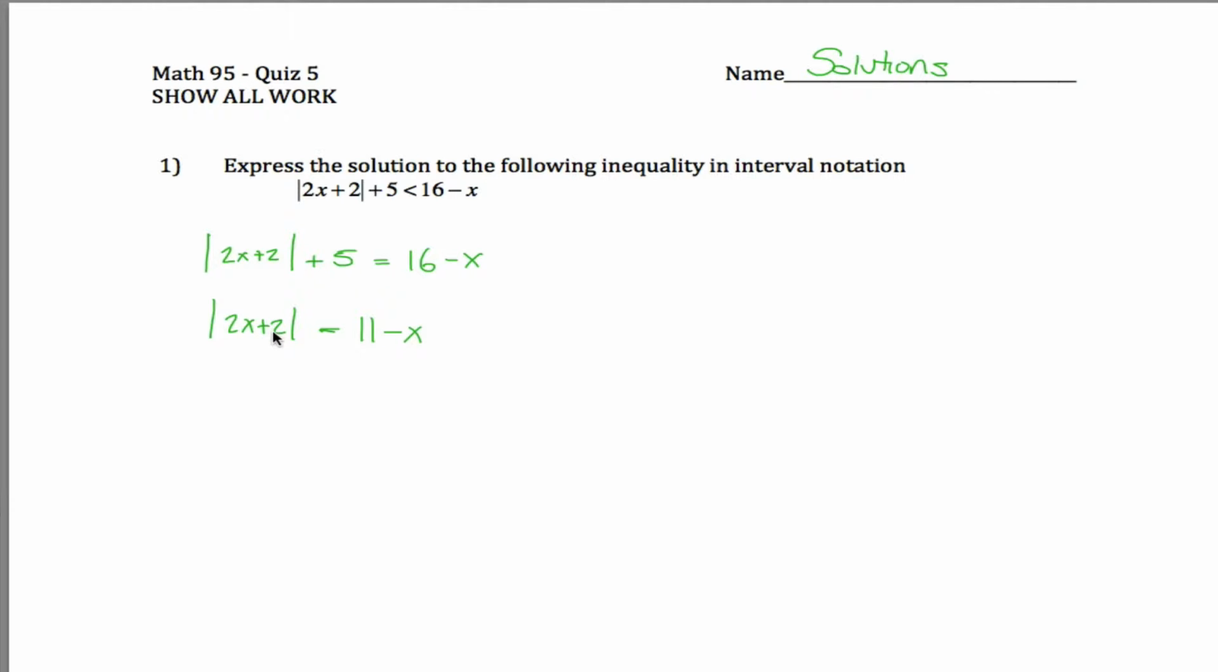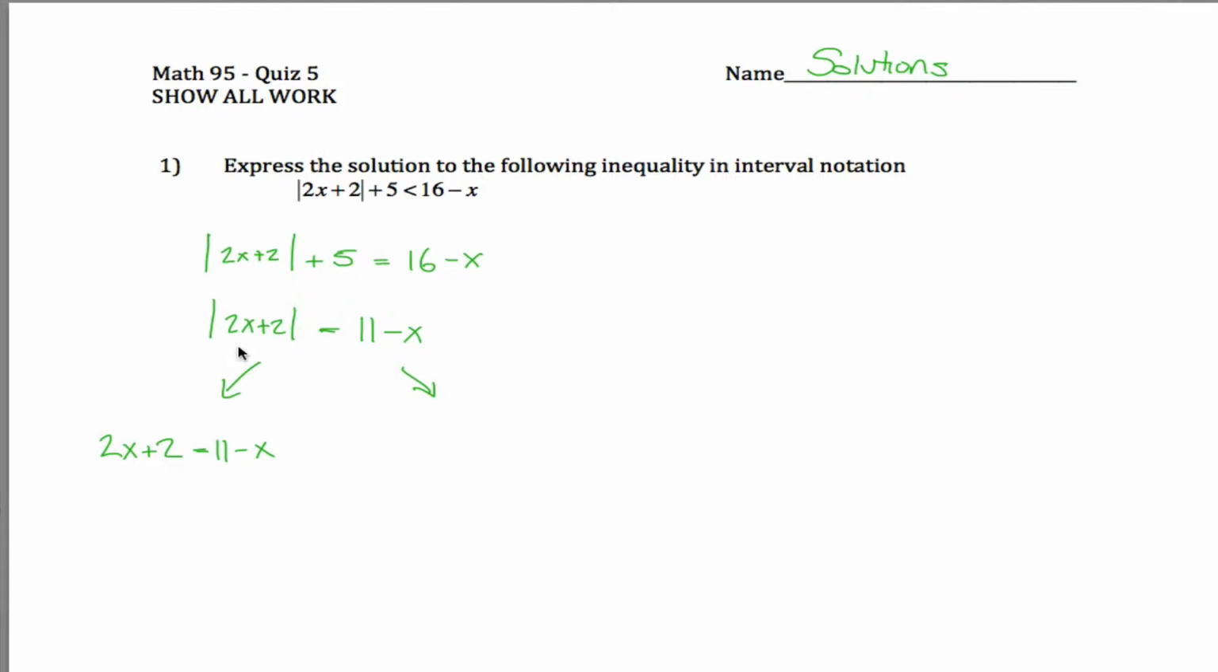And you can get rid of the absolute value symbols when they're all by themselves by considering two cases. So the challenge is if I knew what was inside the absolute value symbols were a positive number, if I knew that. I don't, but if I knew that 2x plus 2 was positive, then I wouldn't even need the absolute value symbols because I wouldn't be doing anything, right? The absolute value of a positive number is just that number. So if 2x plus 2 happens to be positive, I can rewrite this equation as 2x plus 2 equals 11 minus x. But I don't know that, right?